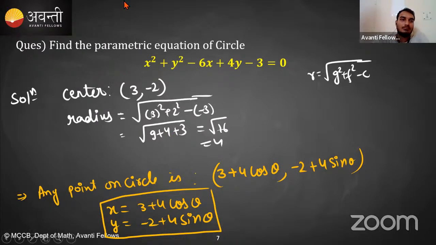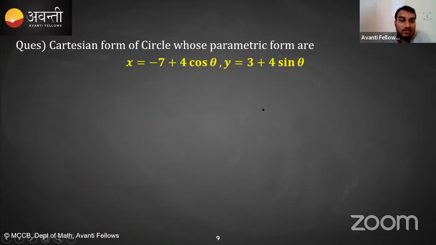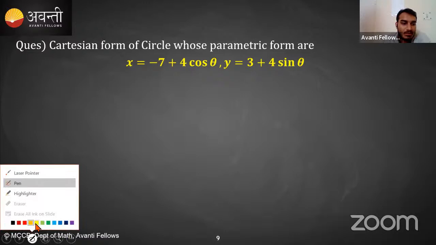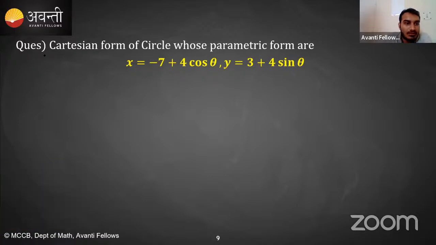Clear? Okay. Very good. So similarly, students, the second question is: find the Cartesian form of the circle whose parametric form is this. Find the Cartesian form of the circle whose parametric form is x is equal to minus 7 plus 4 cos theta, y is equal to 3 plus 4 sin theta.